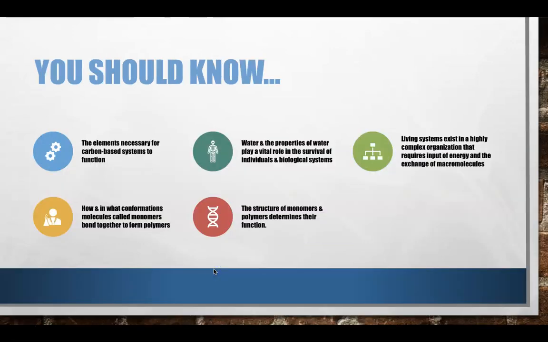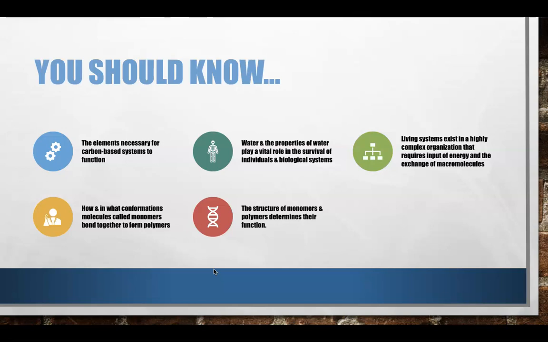At the end of this, you should know the elements that are necessary for carbon-based systems to function, how and in what conformations molecules called monomers bond together to form polymers, the properties of water and how water plays a vital role in the survival of individuals and biological systems, the structure of monomers and polymers, and how that directly affects their function. One of the key themes of AP Biology is to know that structure dictates function. Always remember that the structure is going to be directly related to the function of a molecule.